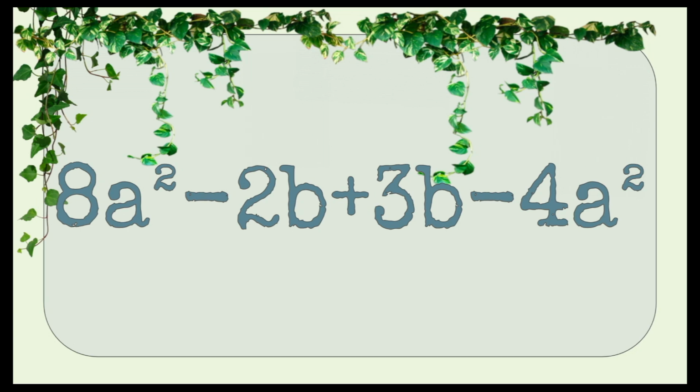The other pair is negative 2b and 3b, which then just becomes b. When we combine these two, we will get the polynomial 4a squared plus b.